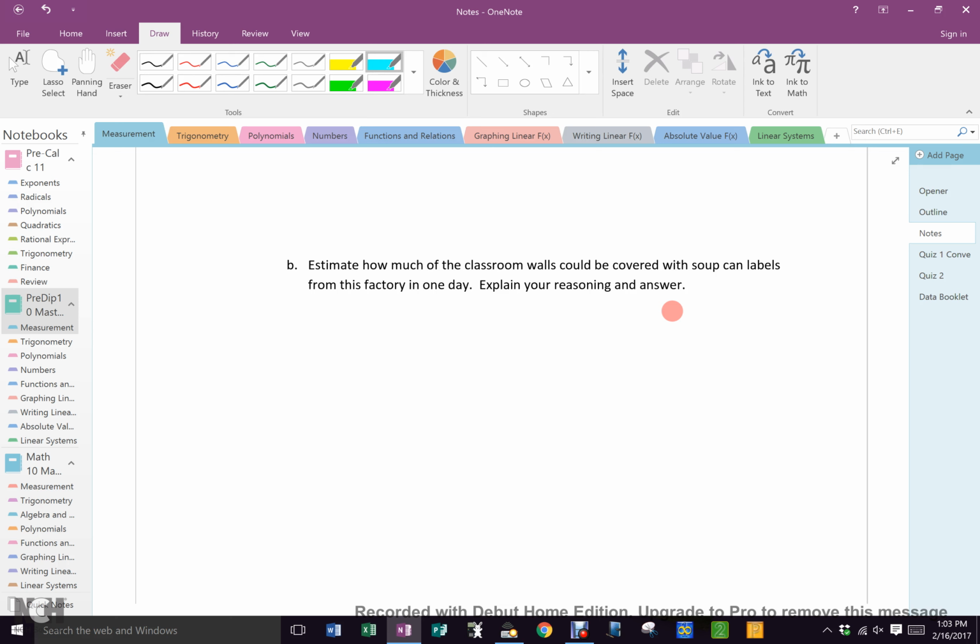So how are we going to measure these walls? What can we use to do so? We could use a tape measure. What else could we use? We could use meter sticks. What else could we use?